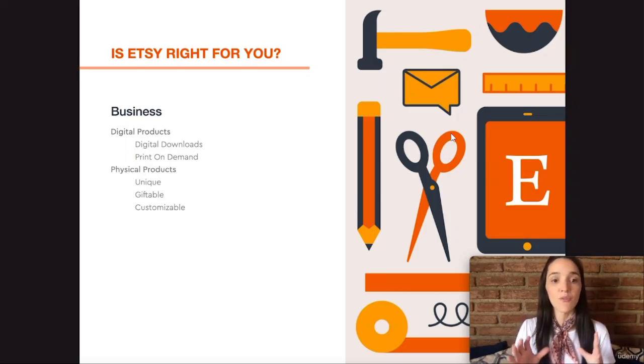Now let's take a look at some physical products. As we talked about before, Etsy loves unique products. So for example, let's say what your business is all about is kitchen products. Let's say you sell garlic presses or measuring cups. Those types of products, very common and day-to-day products, are usually not very successful on Etsy. However, you could absolutely turn that into a very successful product.